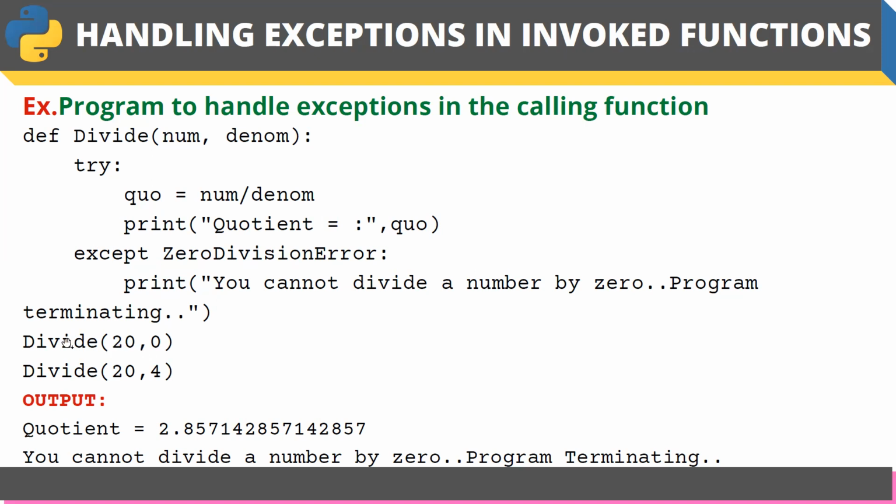Whenever we call the first function divide(20, 0), it prints: you cannot divide a number by 0, program terminating. And for divide(20, 4), the quotient is equal to 2.85714.